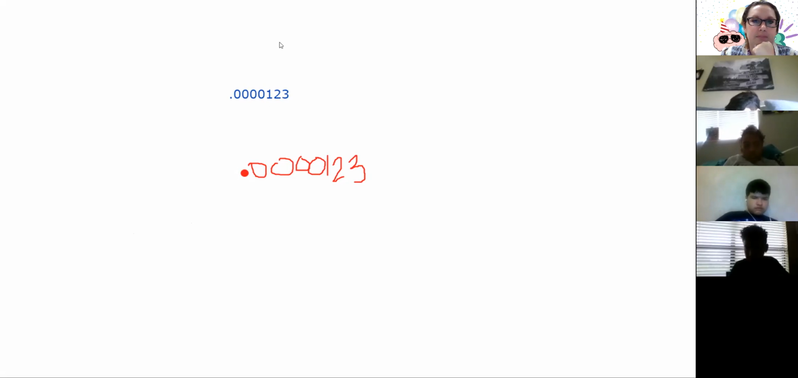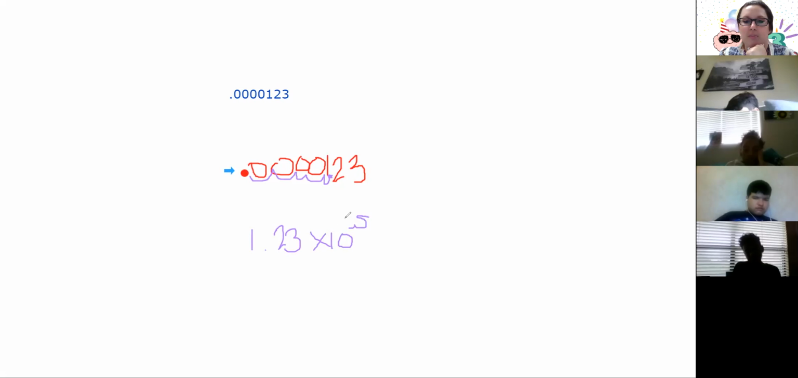All right. Step 1, add decimal if there is none. There's decimal right here, so we don't need to worry about that. Step 2, put decimal after the first number that's not a 0, so it goes after the 1. So 1.23 is the beginning of our answer. And then we got to count 1, 2, 3, 4, 5. This is a small number, so it's going to be to the negative 5th power. Oh, that kind of got covered up. To the negative 5th power.